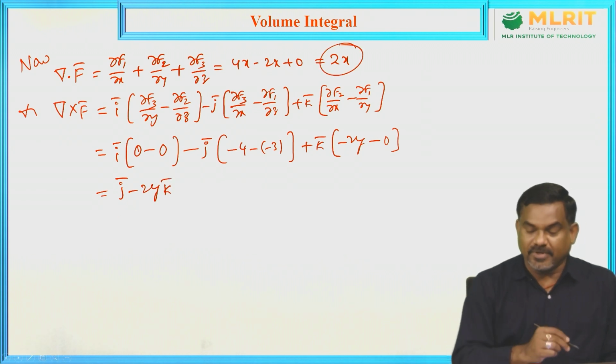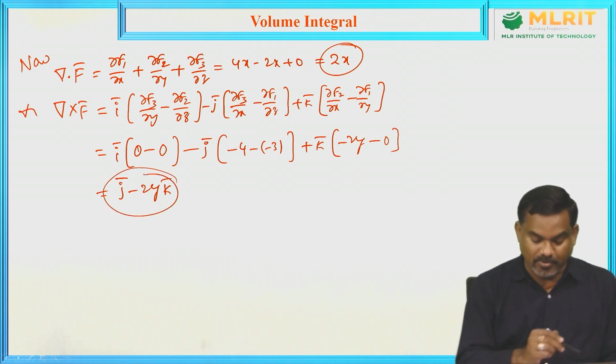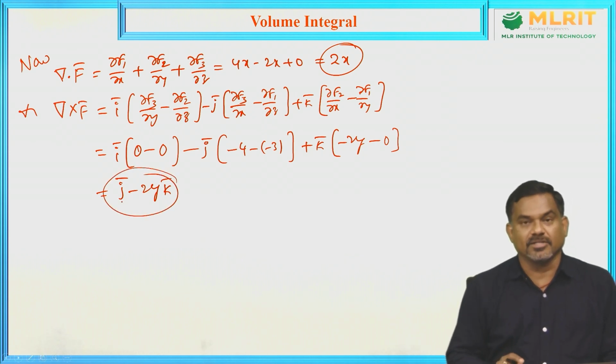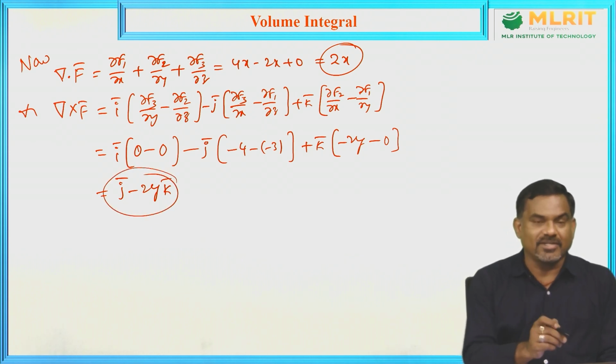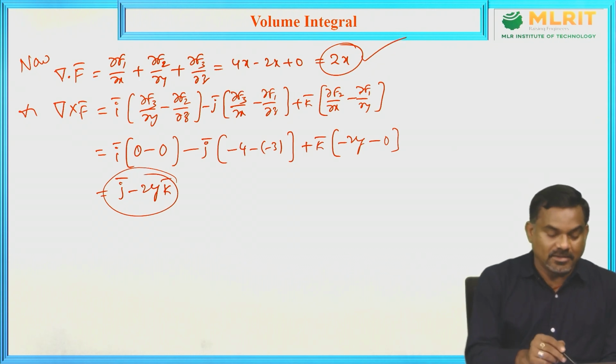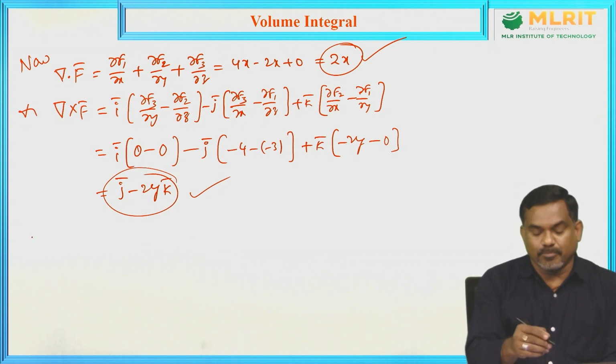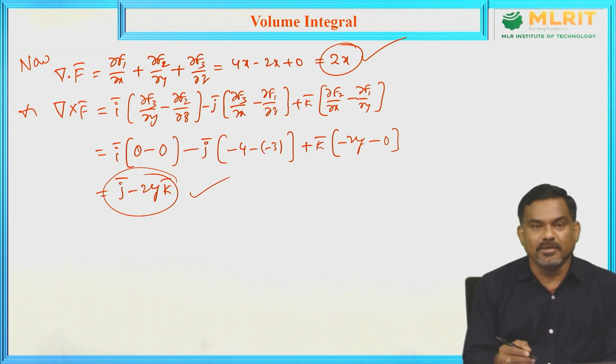So, in the first problem, we need to evaluate the triple integral of this 2x. In the second problem, this vector, j bar minus 2y k bar. Since the divergence is the dot product that gives a scalar and curl is the cross product which gives a vector. And now, for both problems, we need to find the limits.